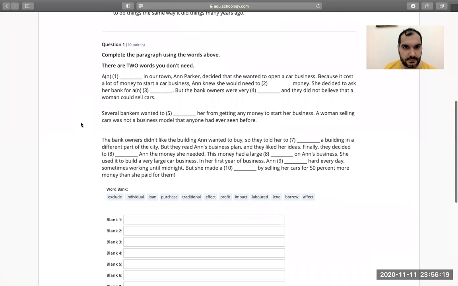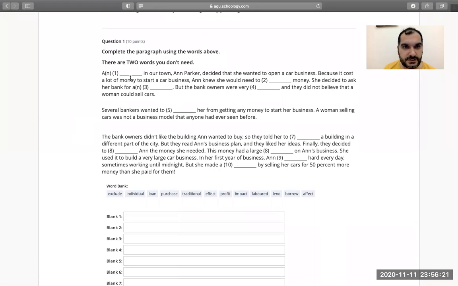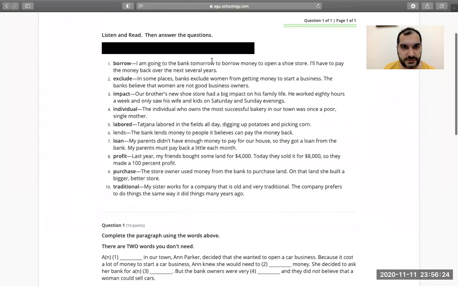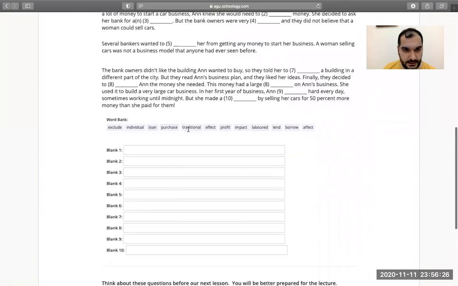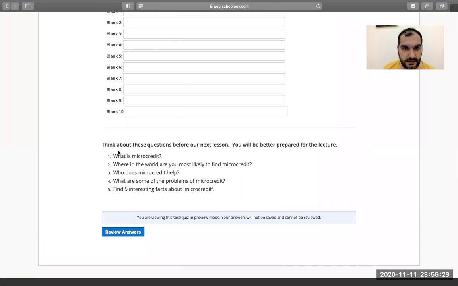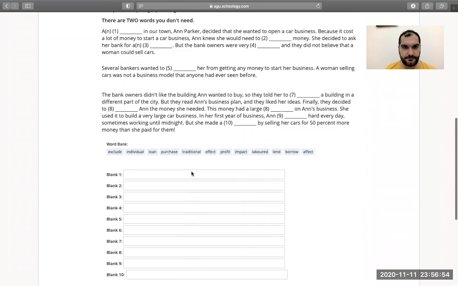You are asked to complete the paragraph using the words above, and think about these questions before our next lesson. You will be better prepared for the lecture. Before getting started with the lecture, please try to familiarize yourself with what microcredit is, and what its function is, etc.